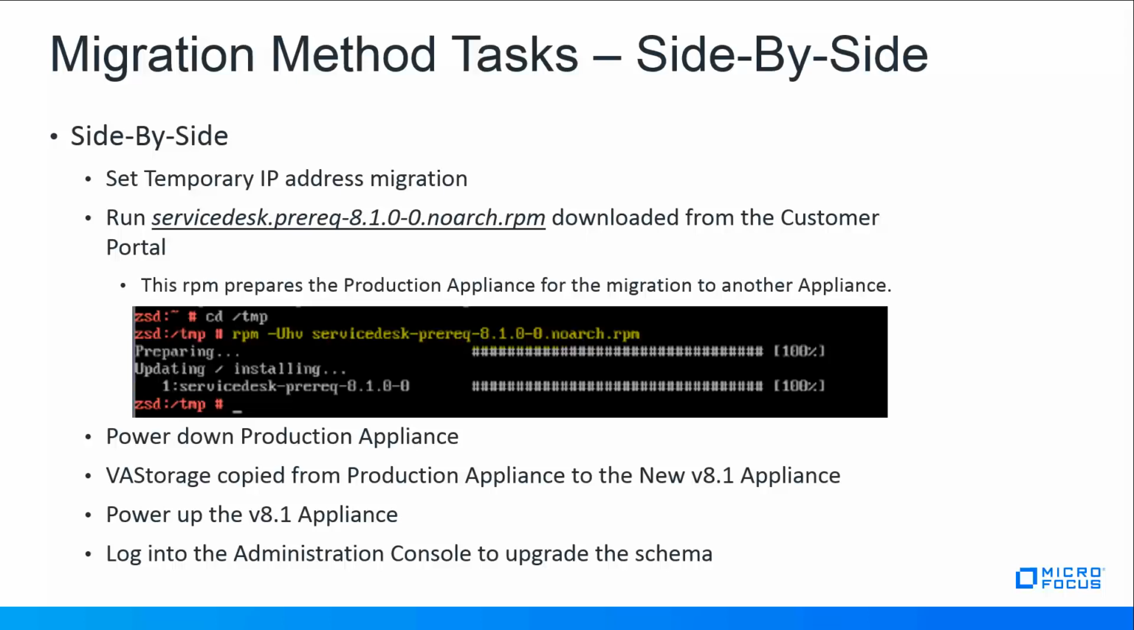Also on the version 7.5 or 8.0 that you're upgrading to 8.1, run the Service Desk prereq downloaded from the customer portal, which prepares the production appliance for the migration. Once it's run, you'll power down the production appliance. You'll copy the V8 storage over to the new version 8.1 location where that appliance is installed.